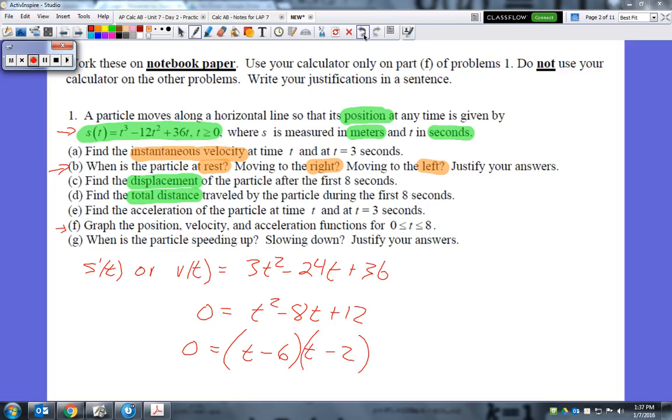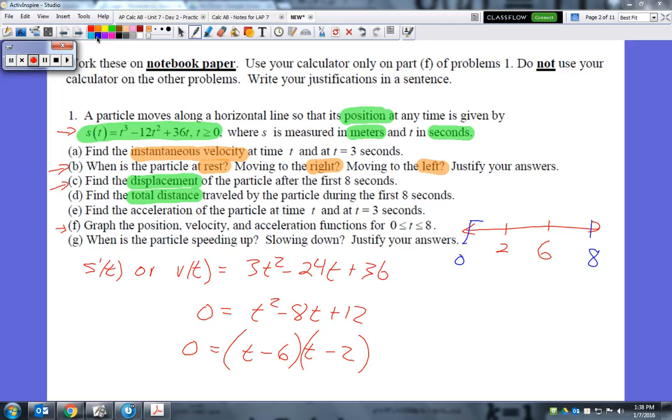You agree? So your critical numbers are actually what? 6 and 2. So part B, critical numbers are 6 and 2. What are your critical numbers if I said with C? 0, 8, 2, and 6, right? See what I'm doing? See how I'm kind of layering everything together?